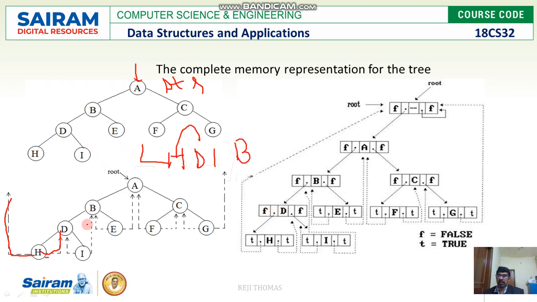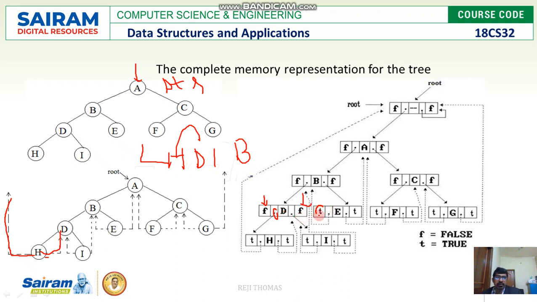So what changes have we made with D? This is D, and see F. F means the left child has got some value which is not a thread. That means D has got a left child. So this F is going to indicate whether it has got a left or right child. If it is true, look at this.